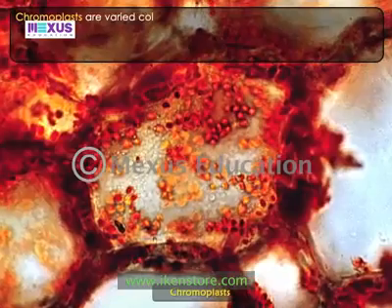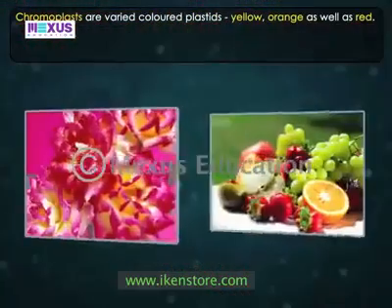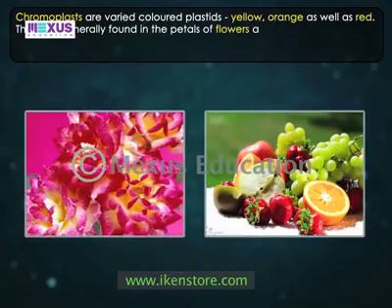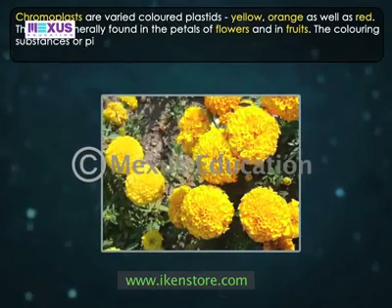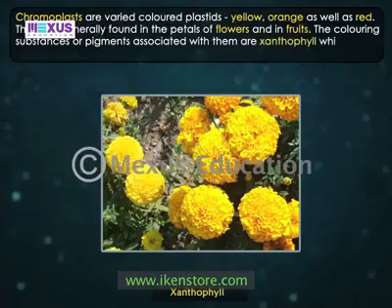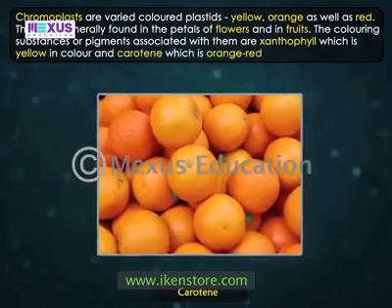Chromoplasts are varied-colored plastids: yellow, orange, as well as red. They are generally found in the petals of flowers and in fruits. The coloring substance or pigments associated with them are xanthophyll, which is yellow in color, and carotene, which is orange-red in color.